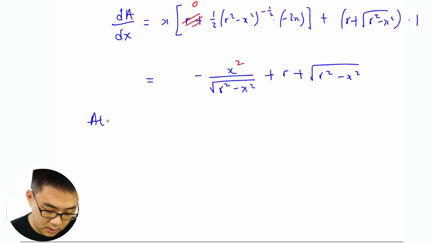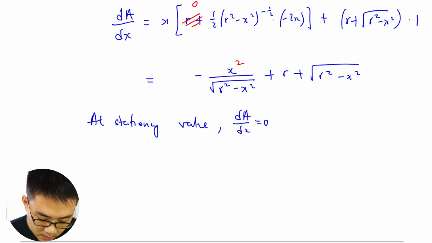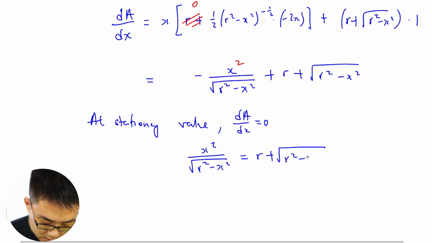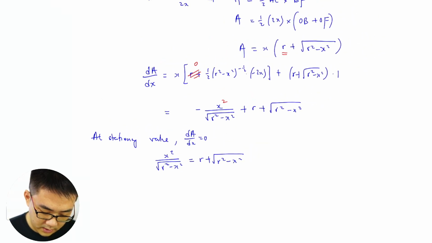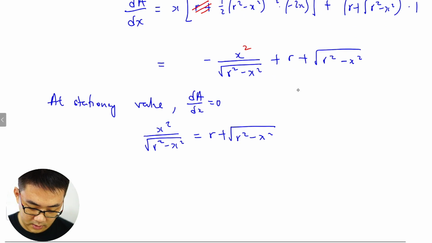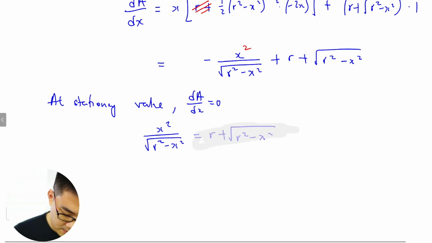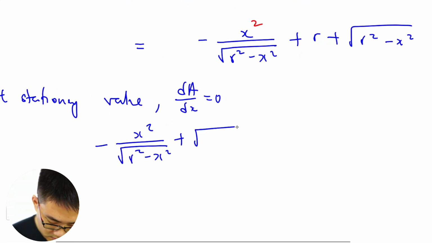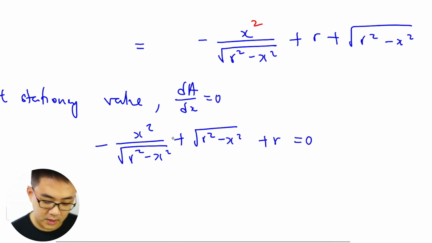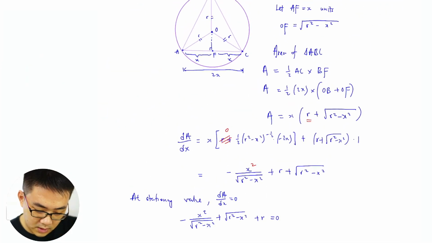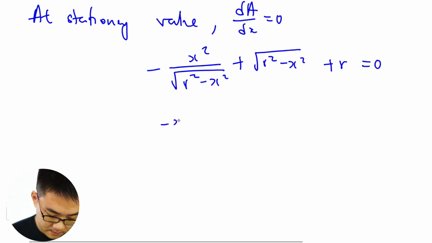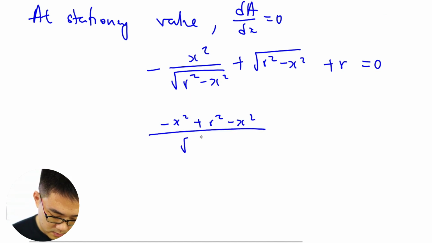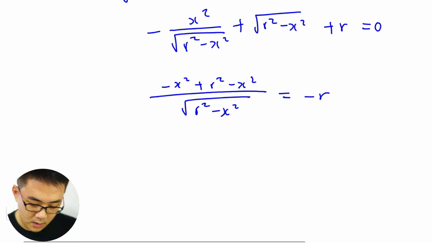So as a stationary value, dA/dx is 0. So this will just be x squared. Just expand this. I think this is a common denominator. Does it work? Yeah, it works. Okay. So you just make these two a common denominator. This R is very annoying. So in this case here, it will be, okay. Then this case here.